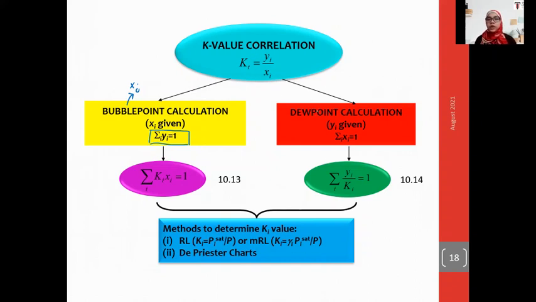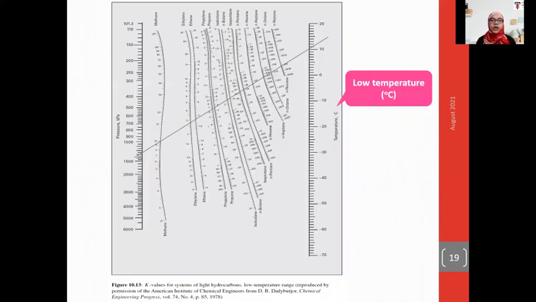Opposite to that is the dew point calculation, where the y, or the composition of the vapor phase, is given. So we should comply that all the composition of the liquid phase should be equal to 1. We can determine this using Raoult's law, modified Raoult's law, or the DePriester chart. Okay, this we call the DePriester chart. We need the value of pressure and temperature before we can obtain the value of Ki. This is the value of Ki at the lower temperature.